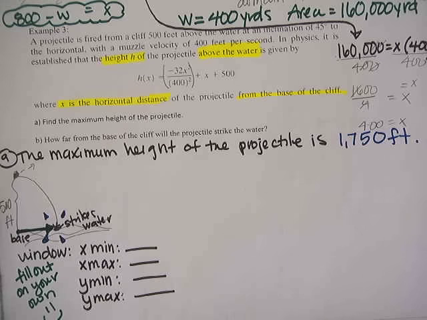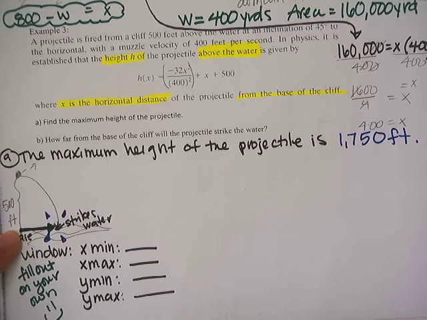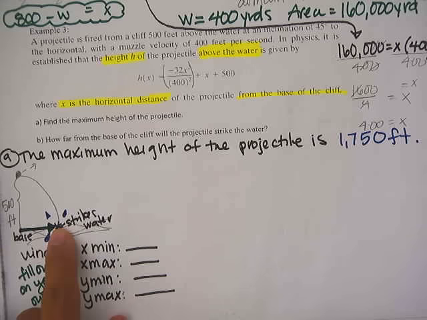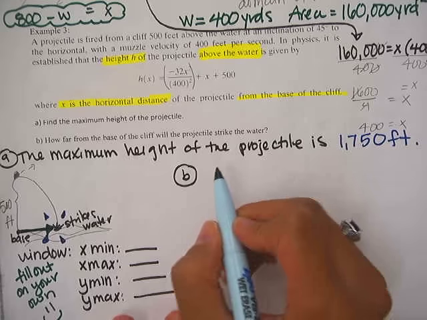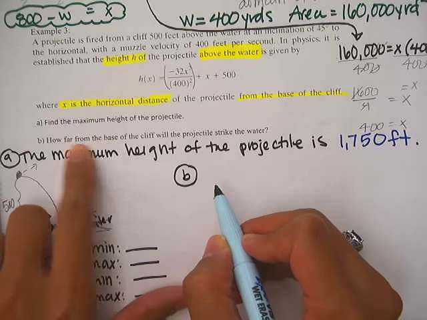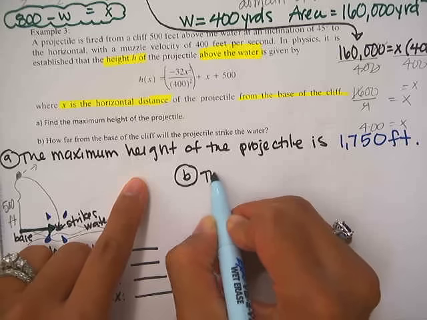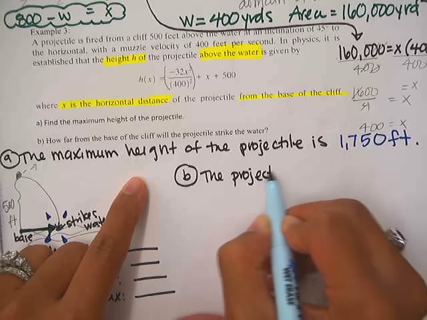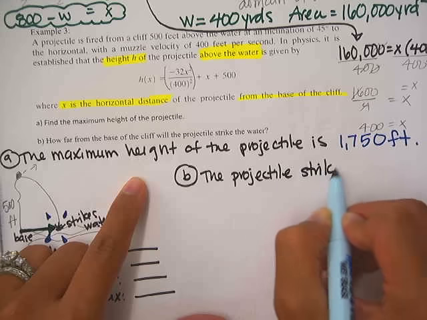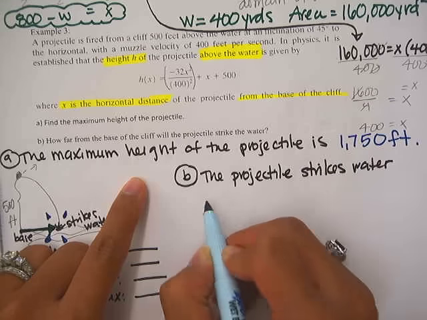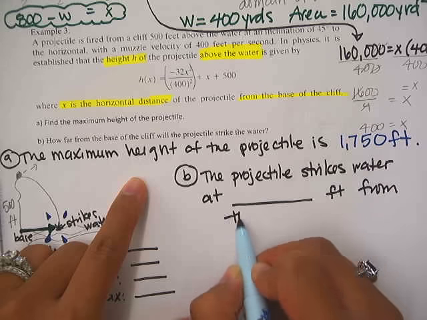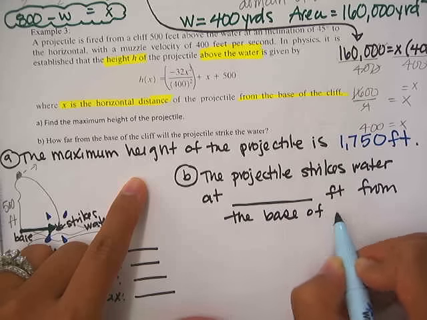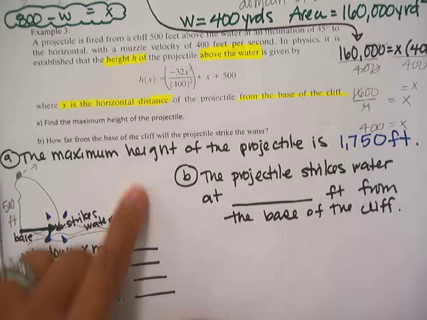Because it's looking at horizontal distance, what do you think the height is? If it's looking for striking water, that means the height is 0. Okay, so let's answer part B in a complete sentence. How far from the base of the cliff will the projectile strike water? The projectile strikes water at blank feet from the base of the cliff. Okay, let's find out what that is.